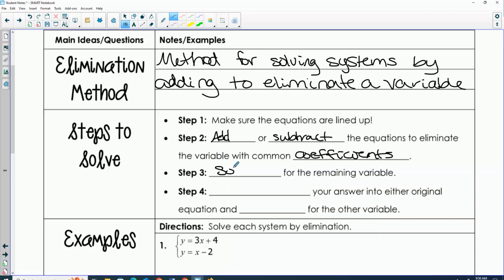Then we will solve for the variable that's left and substitute our answer into either original equation to solve for the other variable. So the idea is we can only solve for one variable at a time. So we're going to try to eliminate one of the variables so we have an equation we can solve, get that answer, and then plug it back in to find the other answer.